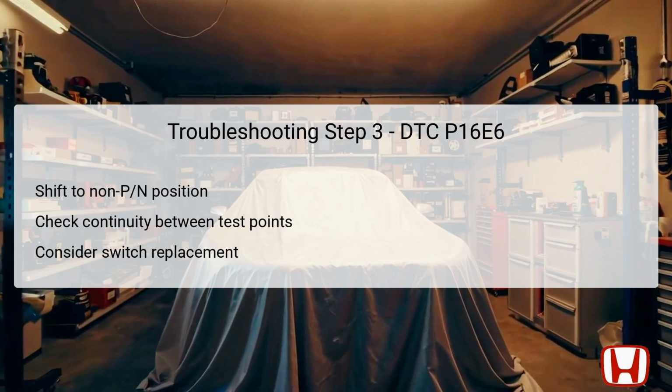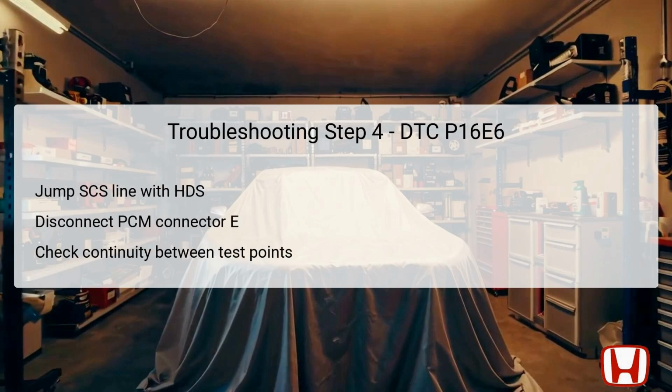If continuity is confirmed, this indicates that the switch's internal contacts are functioning as expected. However, if continuity is not present, it usually requires replacing the transmission range switch due to failure. Additionally, always check for poor connections or loose terminals at both the switch and the PCM.